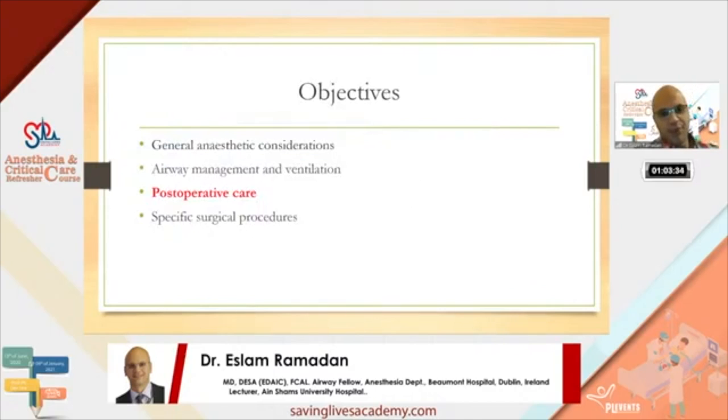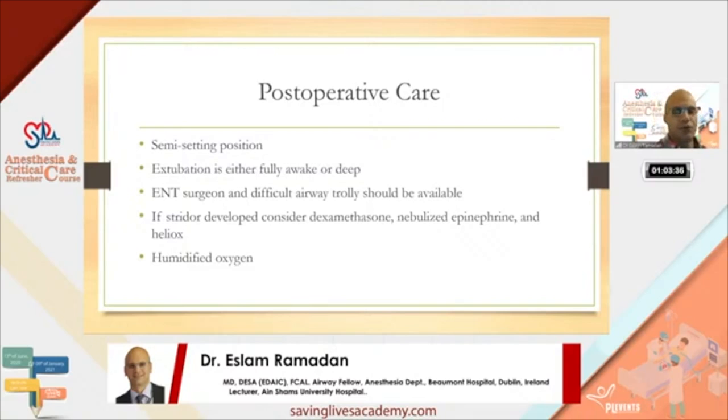So the postoperative care for this patient is very important. Extubate them or wake them up in a semi-sitting position. And the extubation should be either fully awake or deep to avoid laryngeal spasm. They have a high risk for laryngeal spasm. And before extubation, you have to be sure that the ENT surgeon is around you for any emergency and to be sure that the emergency airway trolley is beside you.